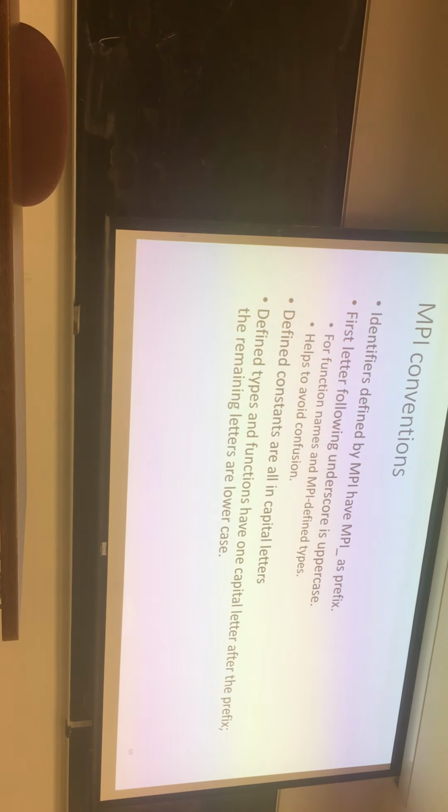So by now you have learned a few MPI commands, so you probably have some sense of the MPI convention. First, all the MPI commands and variables start with the prefix MPI underscore. Then if they are all uppercase, that means they are constants, like MPI_COMM_WORLD or MPI_ANY_TAG. But all the functions and types have just the first letter in uppercase, and all the remaining letters are lowercase.